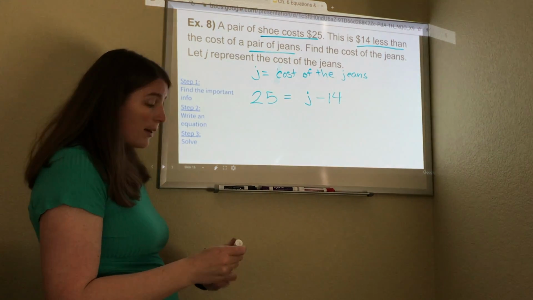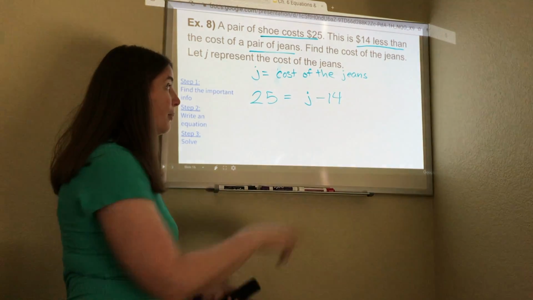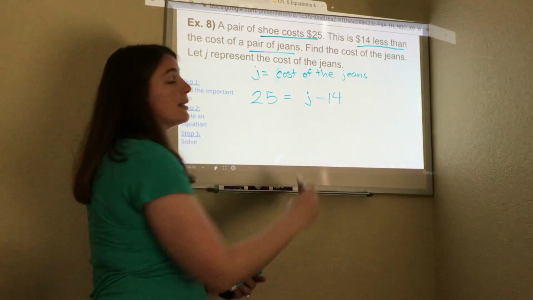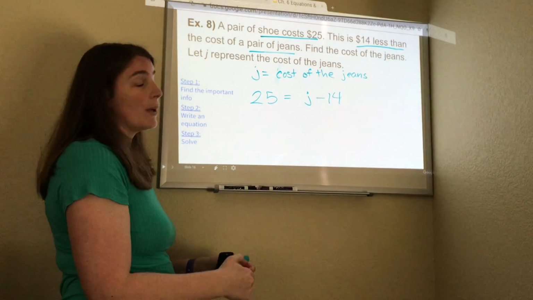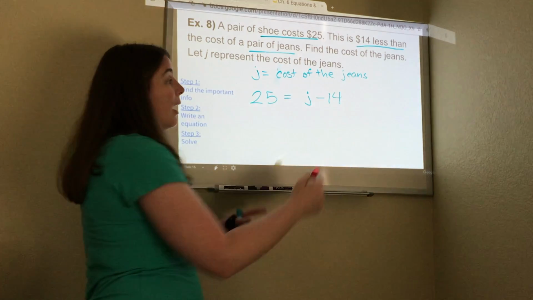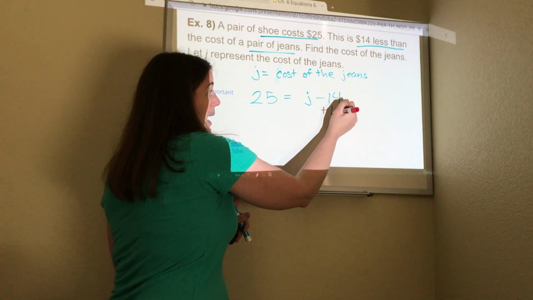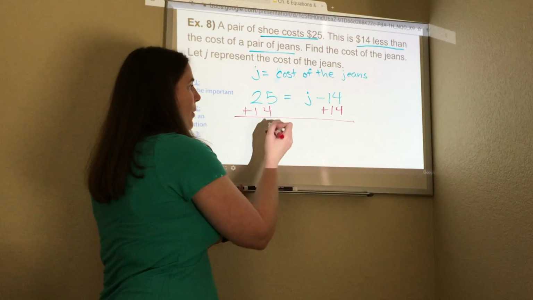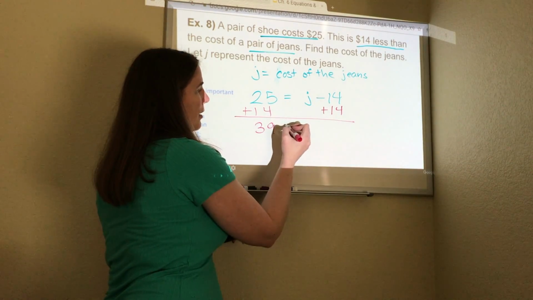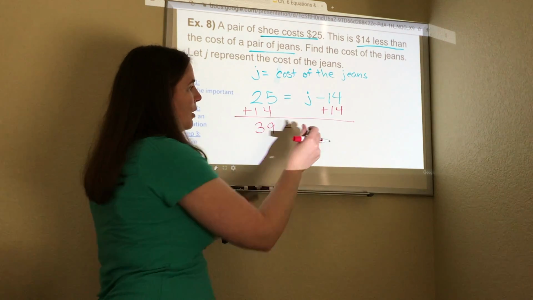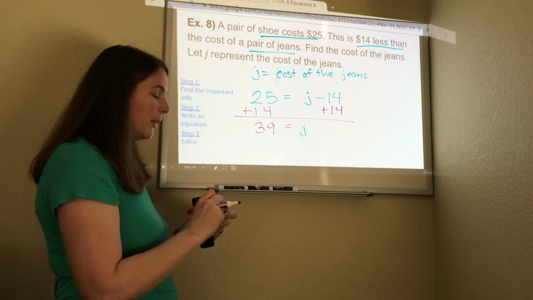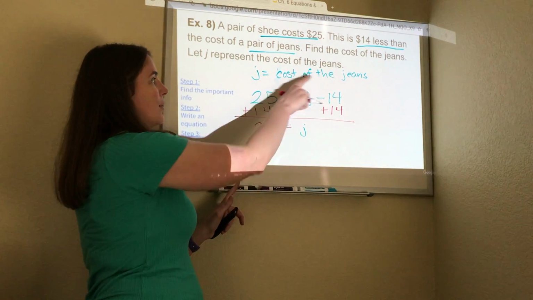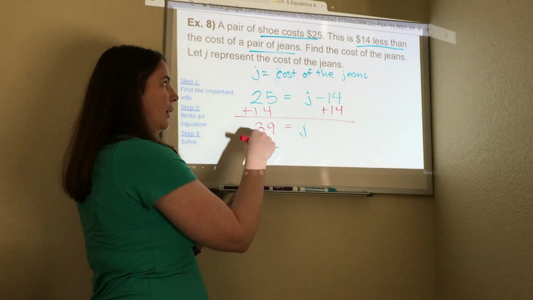So where is my variable? It's right here. What's happening to it? I'm taking away 14. So what's the opposite of taking away 14? Plus 14. So I'm going to add 14 to both sides. So I get 39 equals J. Well, what does that mean? J equals 39. Well, J is the cost of the jeans, so 39 would be $39.